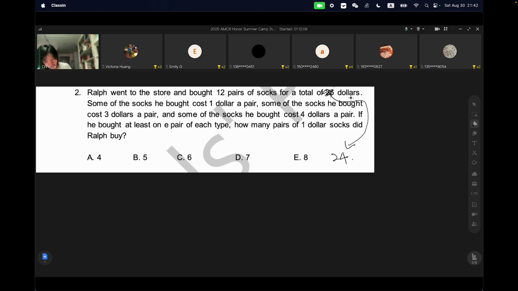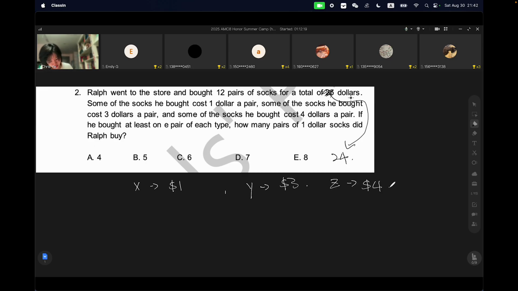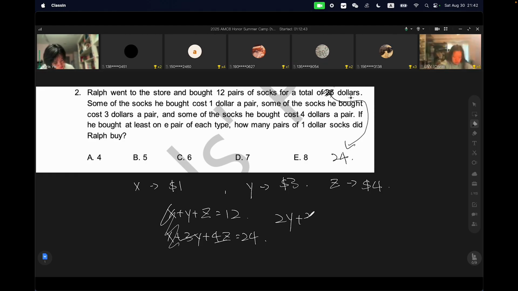So let's say that there are X pairs of $1 and Y pairs of $3, and there are D pairs of $4. So we have X plus Y plus D is equal to 12, and we have that X plus 3Y plus 4D is equal to 24. And we know that X, Y, and D are all greater than or equal to 1. So now if we subtract the X, then we have 2Y plus 3D is equal to 12.